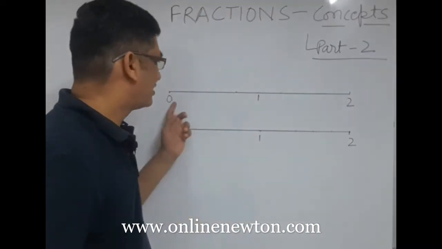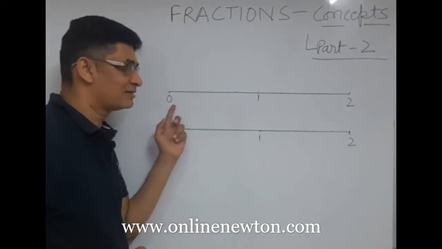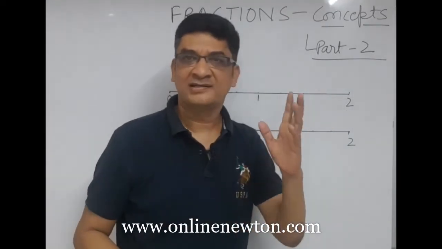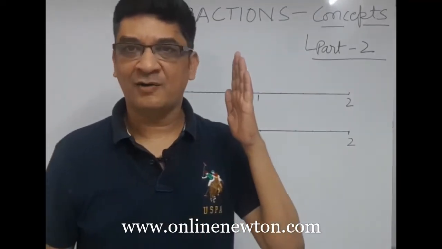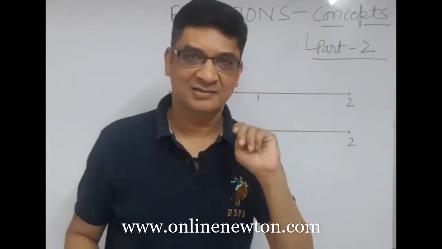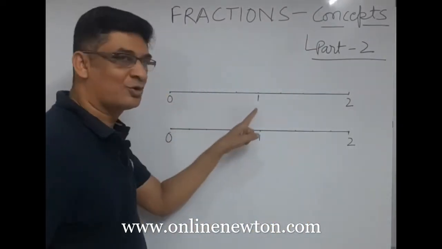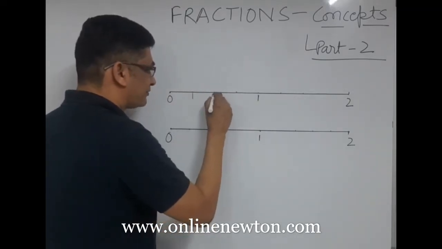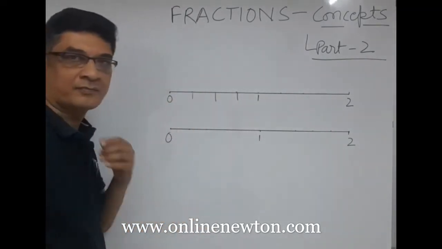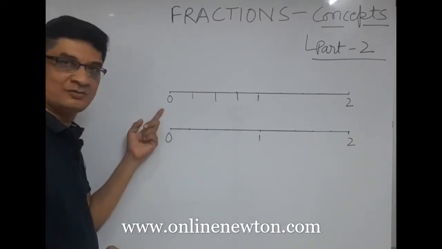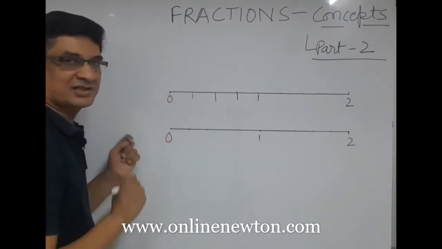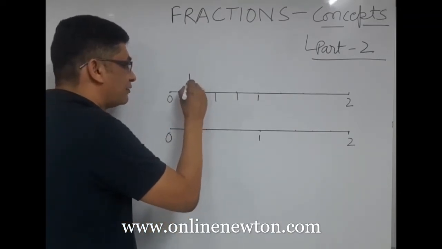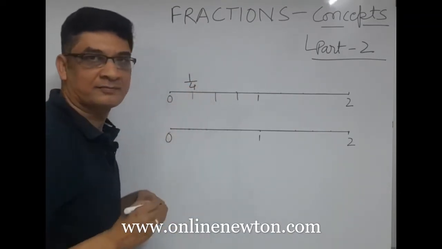So let's assume a number line like this. We have a 0 here, we have 1 here, and we have 2 here. Now let's take the case when we have cut the apple into 4 equal parts. So we will divide from 0 to 1 into 4 equal parts, and this is what we get. So this was 0. This is called as 0 fraction. The first part will be called as 1 upon 4.